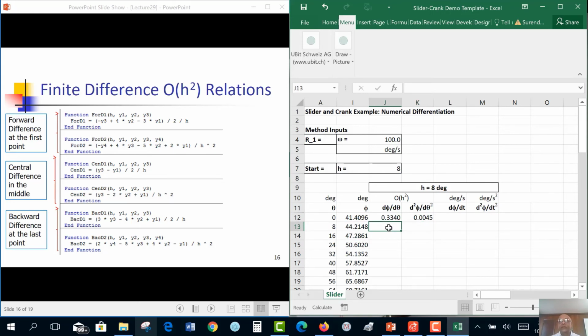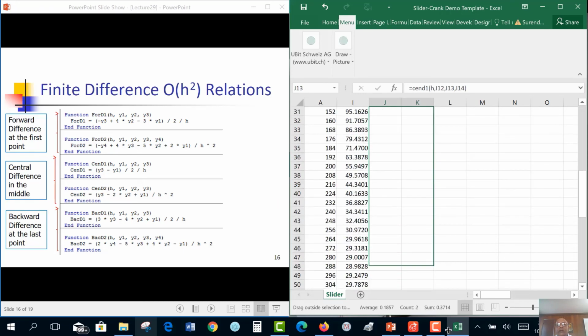Okay. Next, we want central difference. So we go central difference 1. It requires h, and y1, which starts from here, y2, and y3. Okay. Central difference 2. It also requires y1, y2, and y3. All right, let's take both these and copy them to all but the last one.